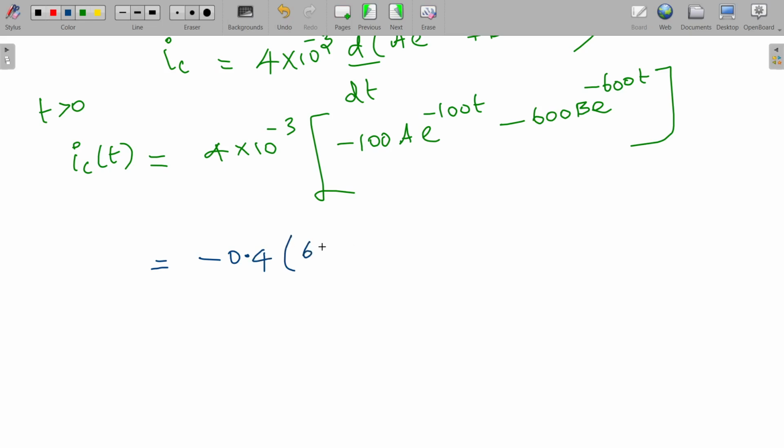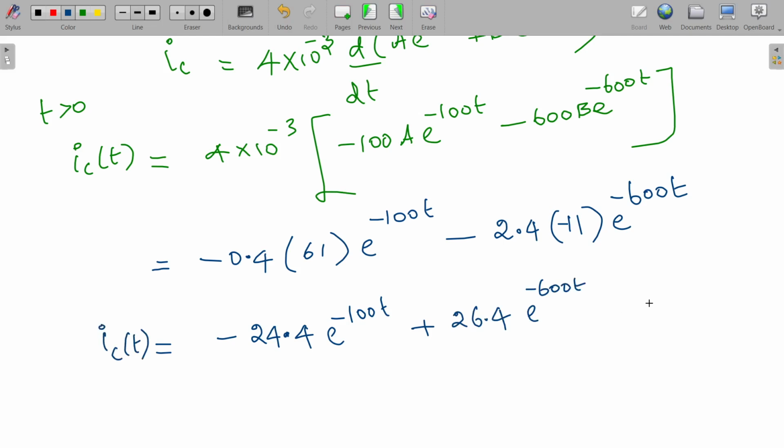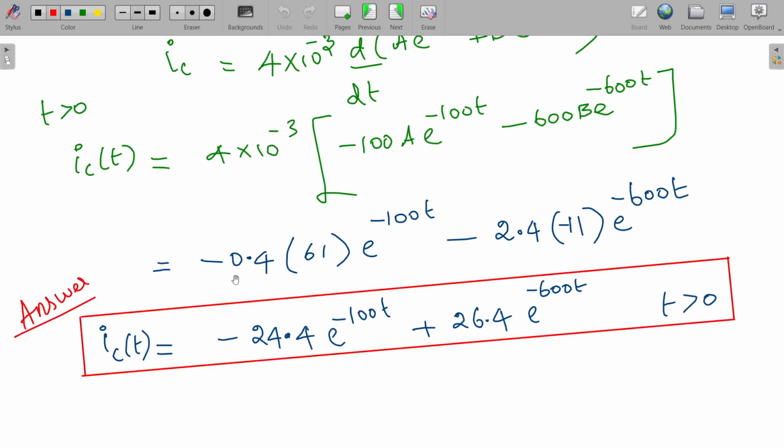And what is the A value? 61, into e power minus 100t. When you multiply these terms with this, it is 2.4 into the B value, minus 11, into e power minus 600t. So this is equal to minus 24.4 into e power minus 100t plus 26.4 into e power minus 600t. So this is the capacitor current for t greater than 0. This is the answer for our third portion. So I hope you have understood this. Thank you.